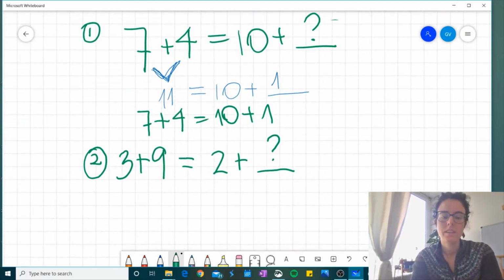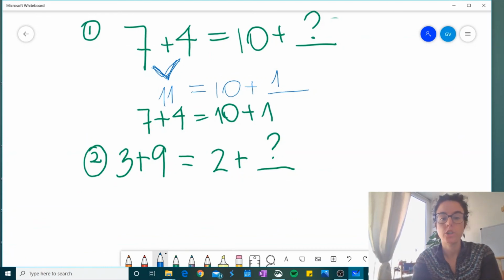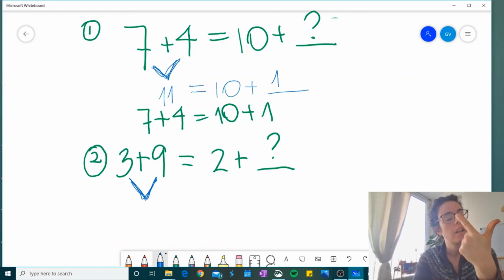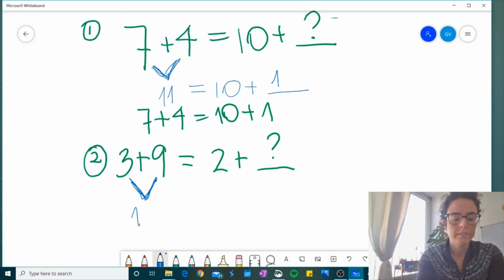Now let's look at number 2. What is 3 plus 9? It's our first step. We have to figure out 3 plus 9. What is 3 plus 9? 9, 10, 11. It's 12.